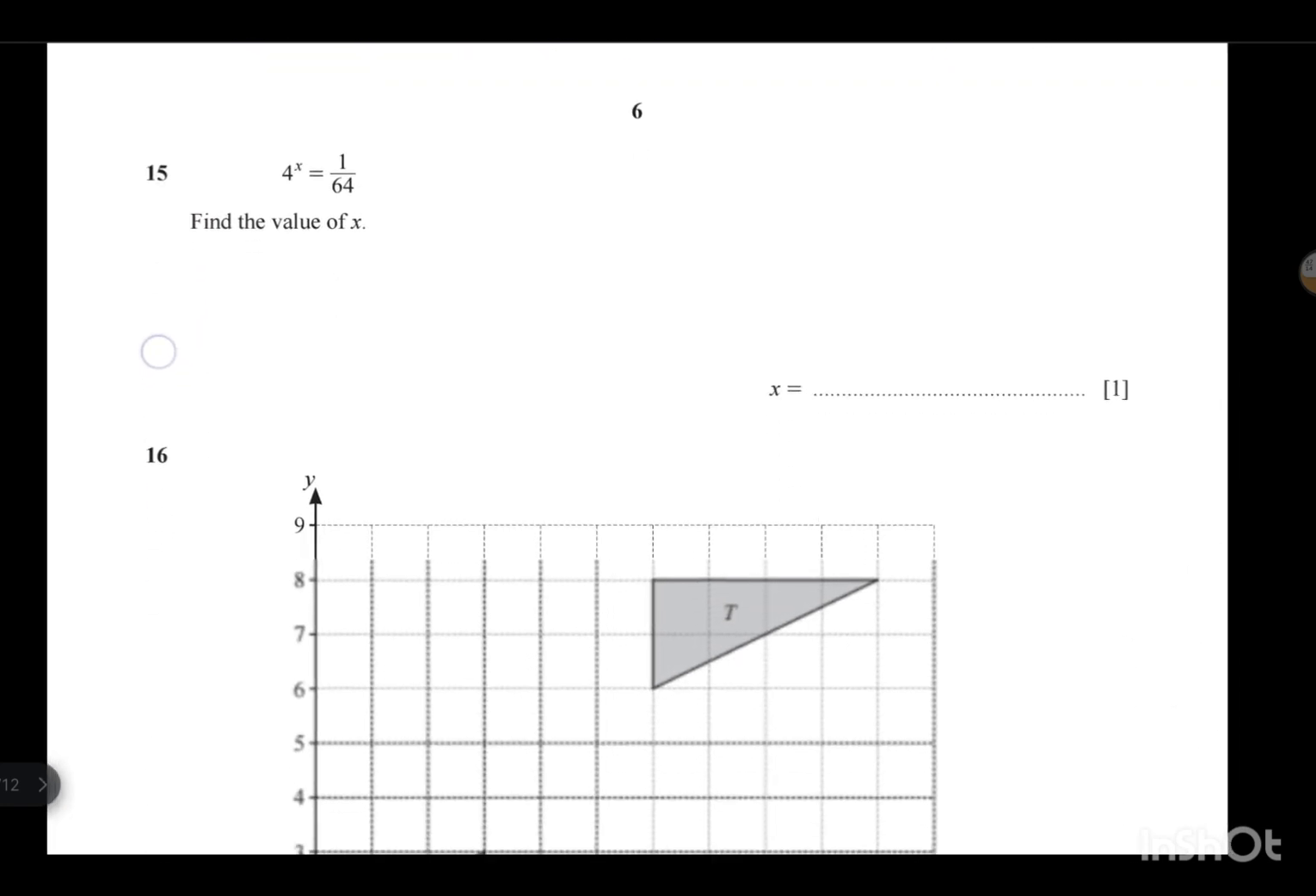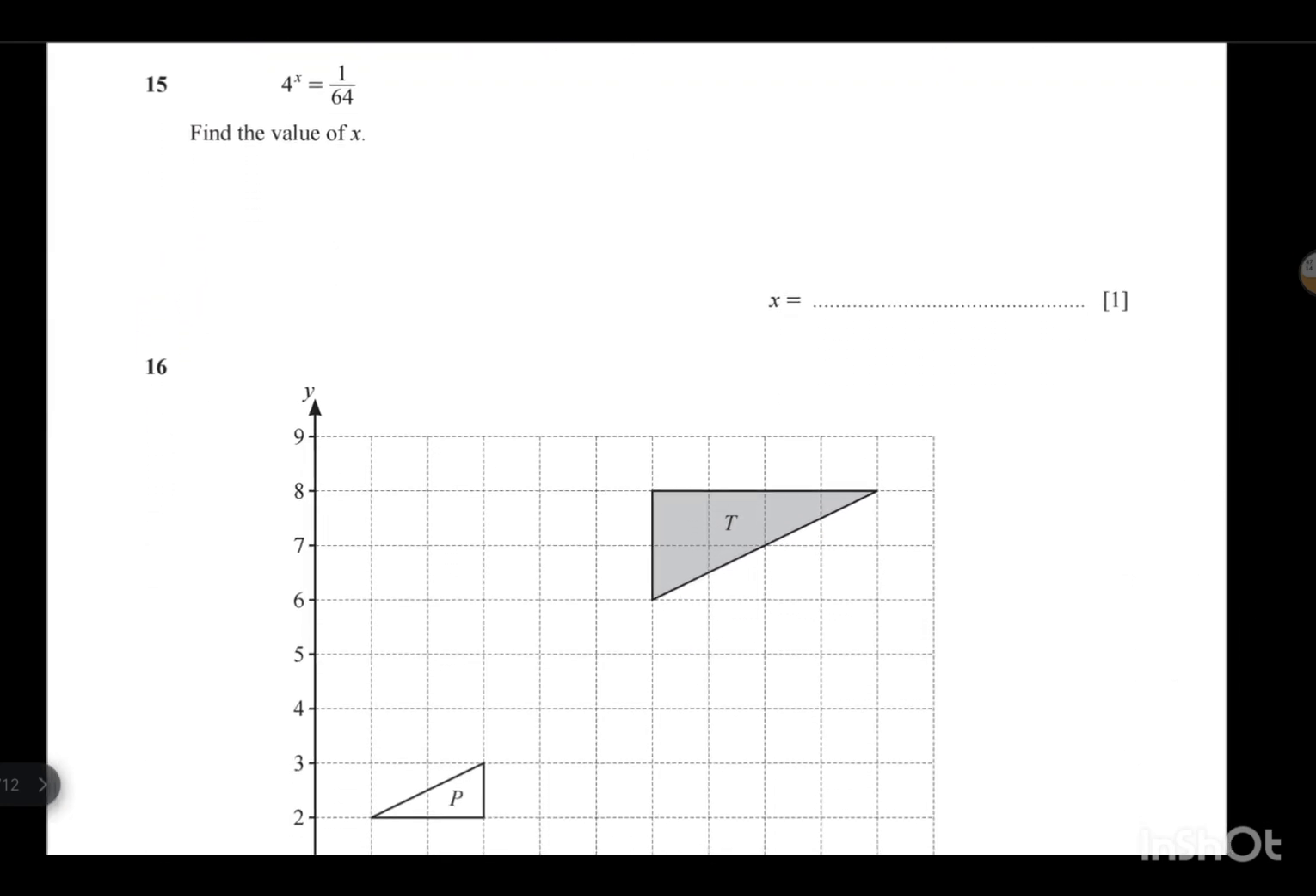Question number 15. 4 raised to x is equal to 1 by 64. Find the value of x. So write down the denominator as base 4. 64, if I convert it into base 4, 4 into 4 into 4 is 64. 4 is to 3. Then bring this in the numerator, the power becomes negative. So now the bases are the same, so the powers also will be the same. So that means minus 3 is the answer.